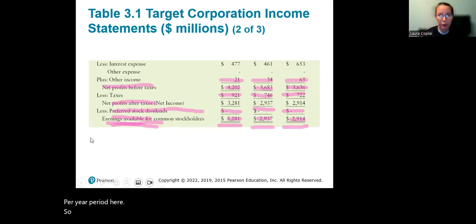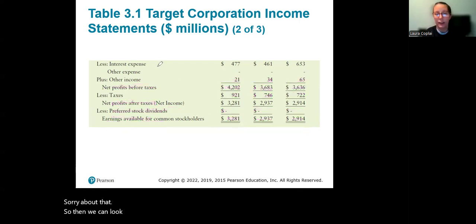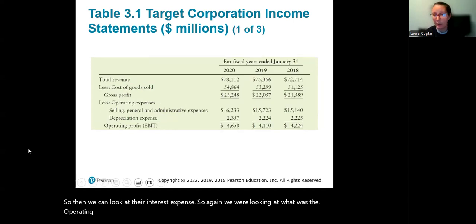So then what we can do is look at the interest expense. Again, we were looking at the operating profit, or the EBIT. That's the total revenue minus cost of goods sold and operating expenses.